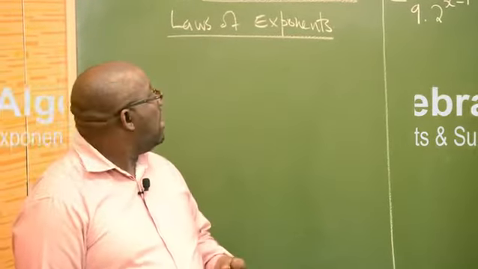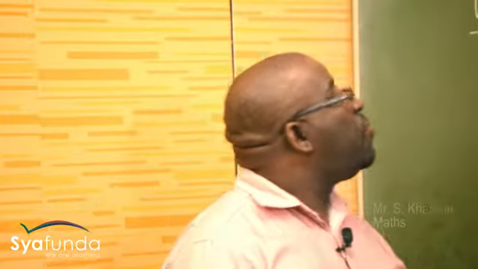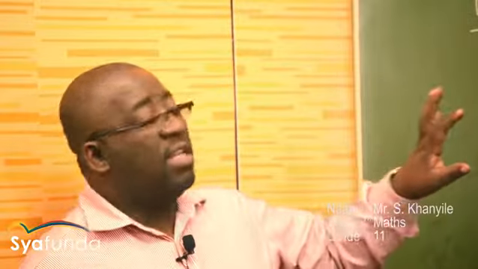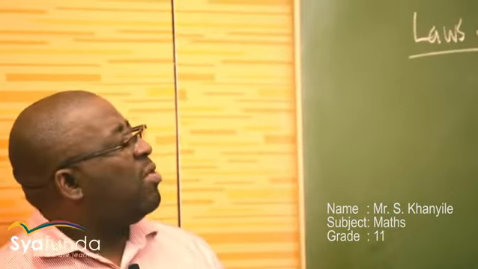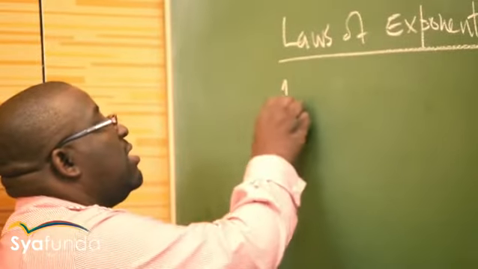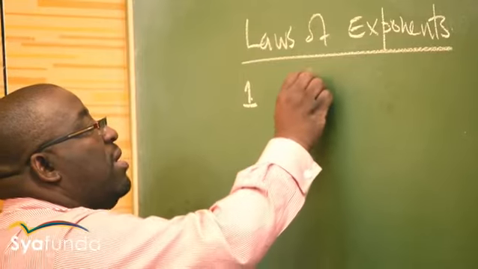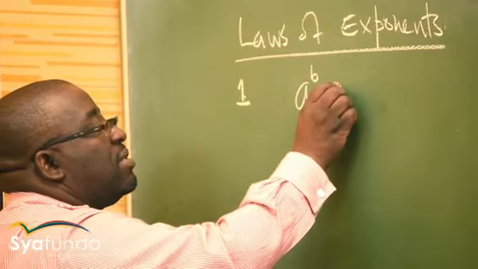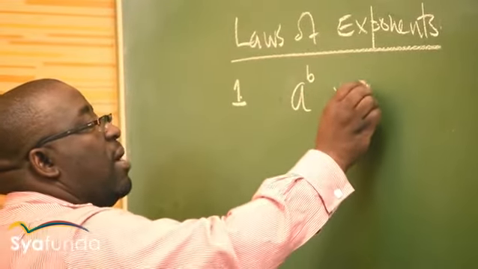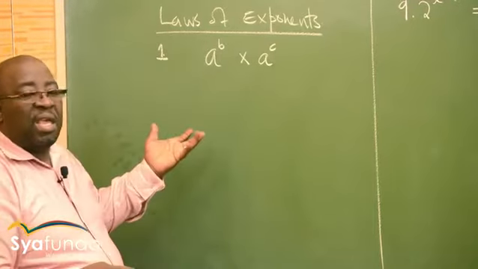I want us to do under Algebra the topic called Exponents and Surds for our grade 11s. It is important that we should understand our exponential rules, our exponential laws. The first law that I want us to look at is that suppose you've got a to the power b times a to the power c. What is the law saying here?